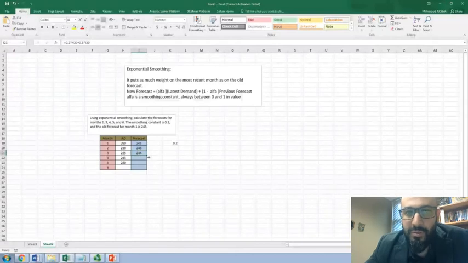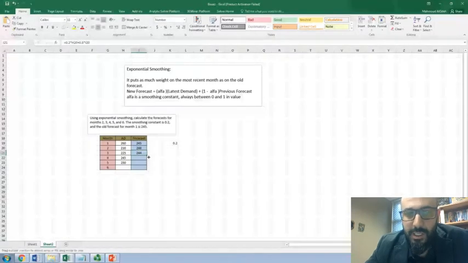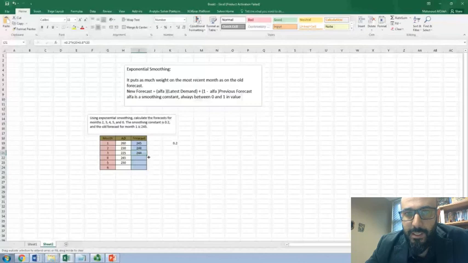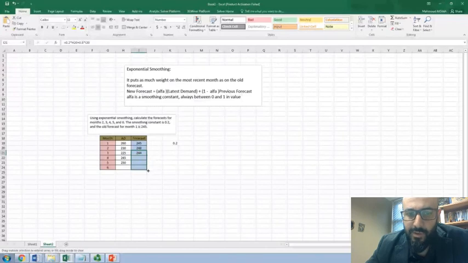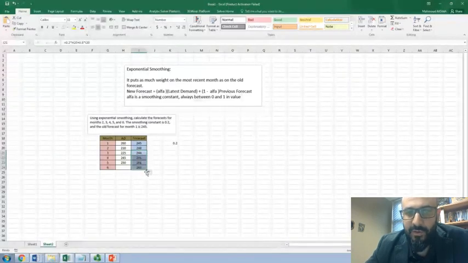And the easy way to do it using Excel is to go to the lower right corner until the cursor changes, drag it, drop it all the way down, and it will give you the forecast for these months.